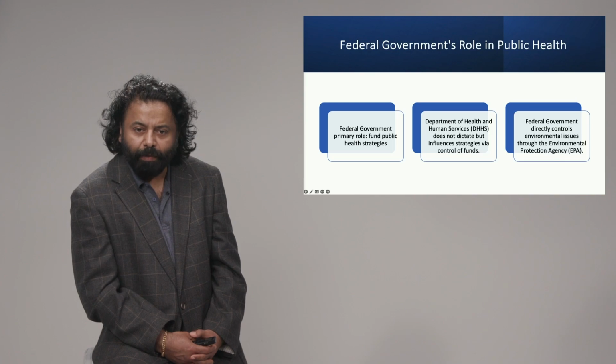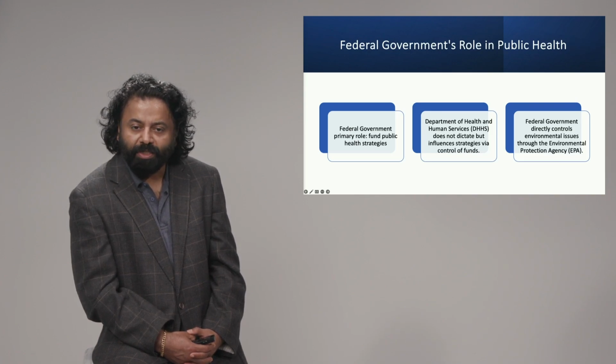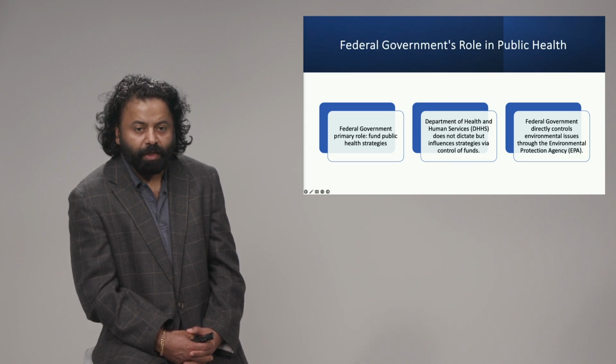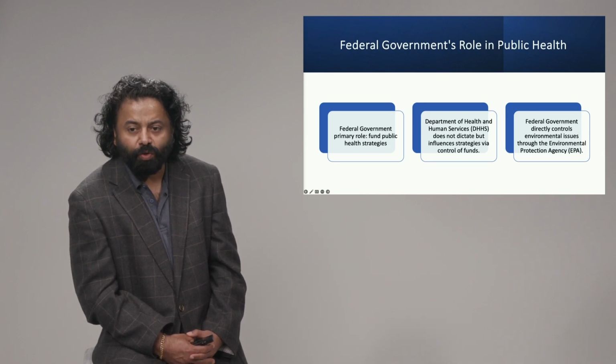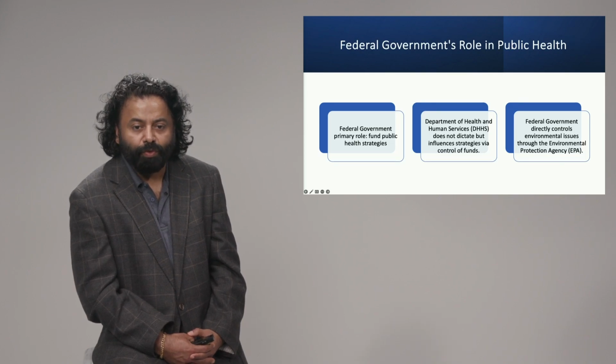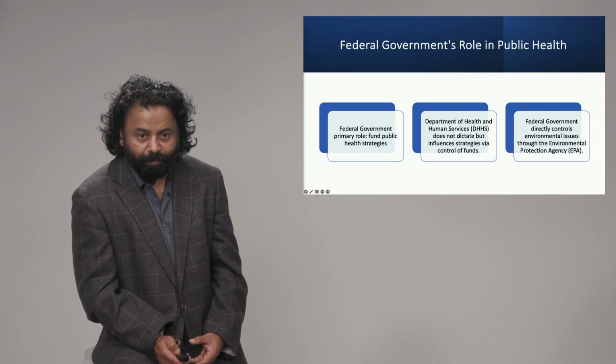The federal government primarily funds public health strategies. The Department of Health and Human Services, DHHS, doesn't mandate specific public health interventions, but guides strategies through fund distribution to state and local governments. The federal government also has direct control over environmental issues through the Environmental Protection Agency.